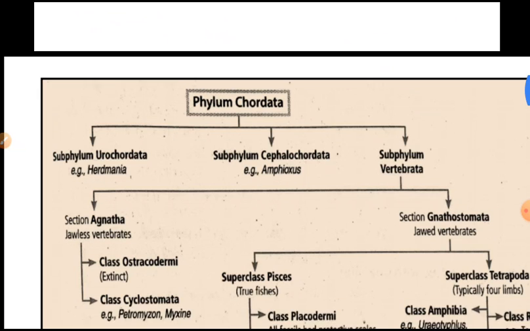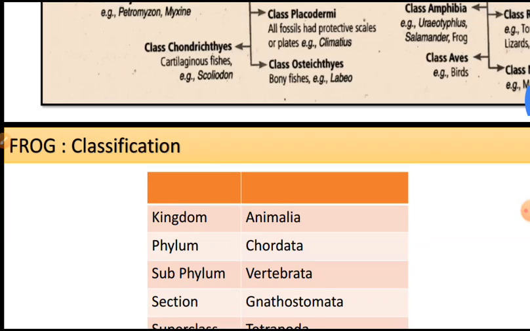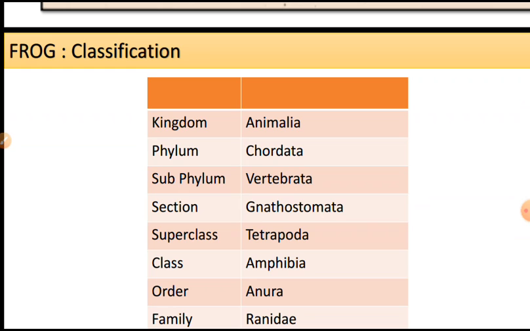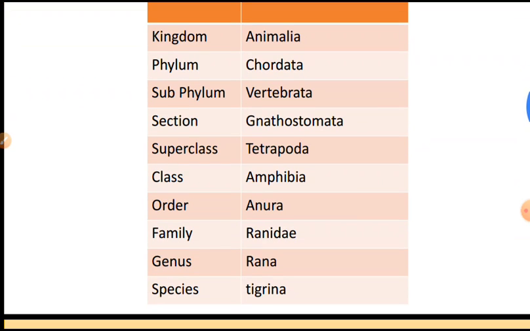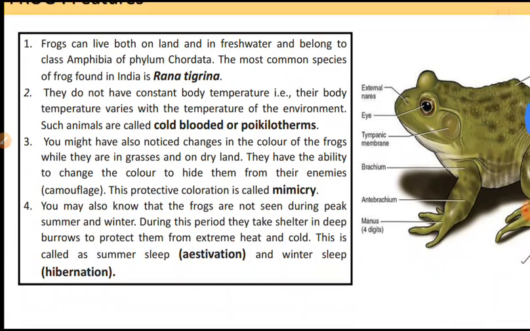As you all know, we have already discussed the systematic position of Rana tigrina: it belongs to family Ranidae, genus Rana and species tigrina. And what are the external features? You have the points to remember.